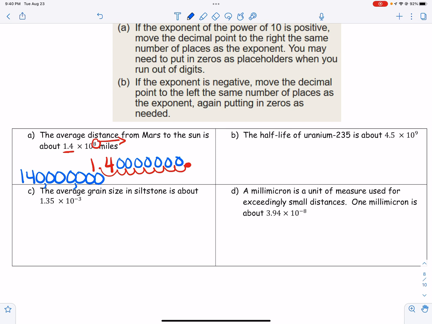All right, the next one is very similar. We've got 4.5. We've got 10 to the 9th, so it's going to go to the right. 1, 2, 3, 4, 5, 6, 7, 8, 9. There's my new decimal point, and I'm going to have 8 zeros after the 5, okay?